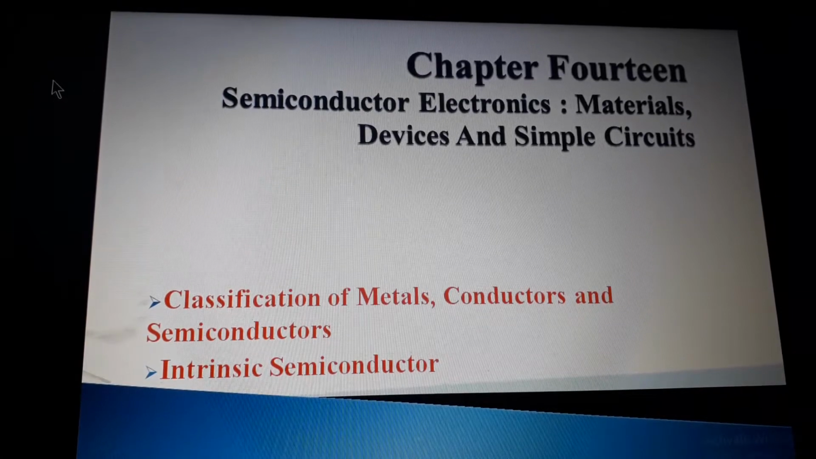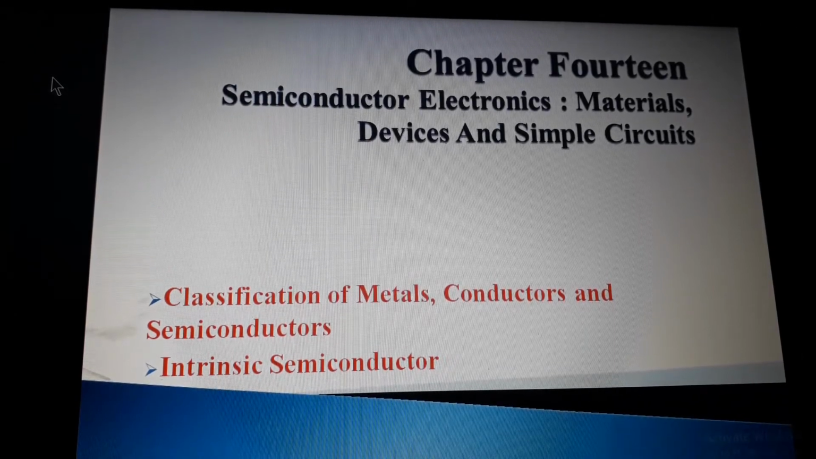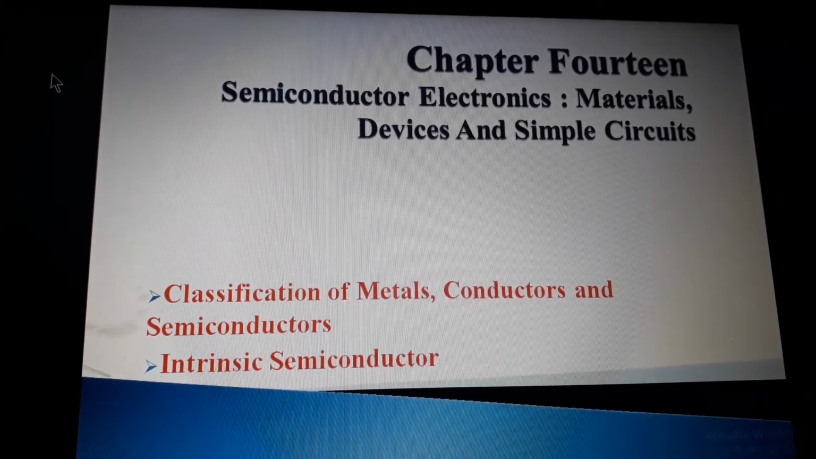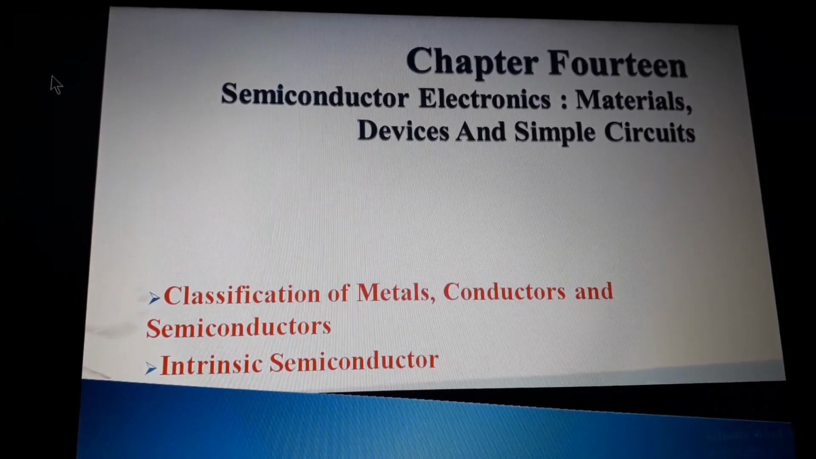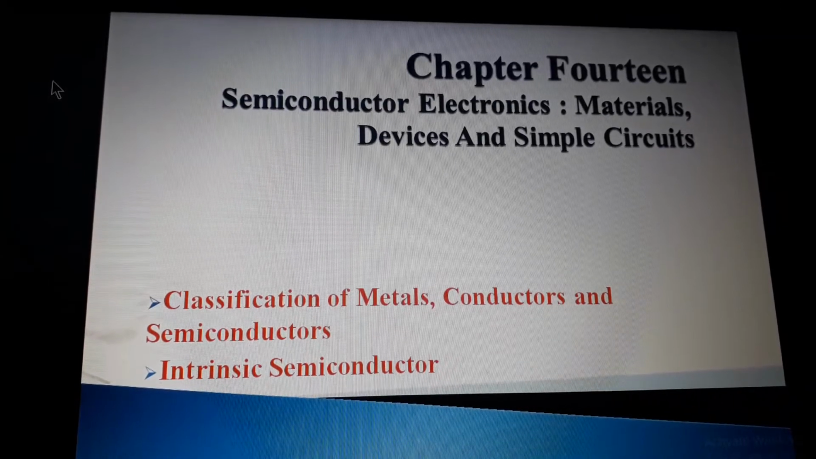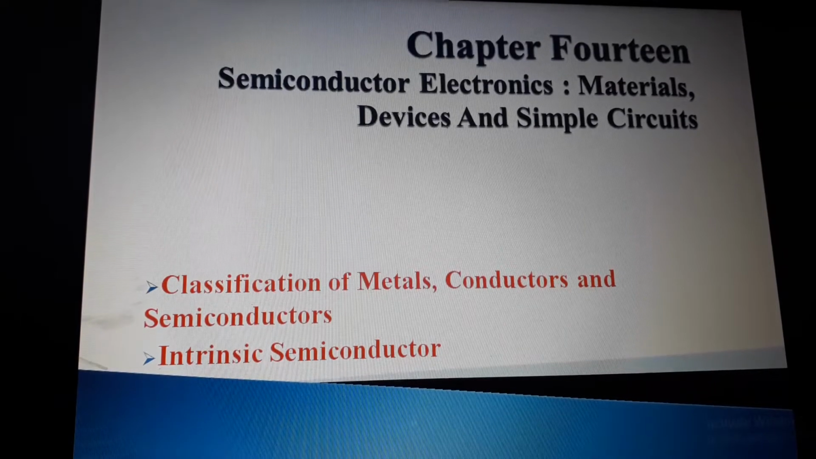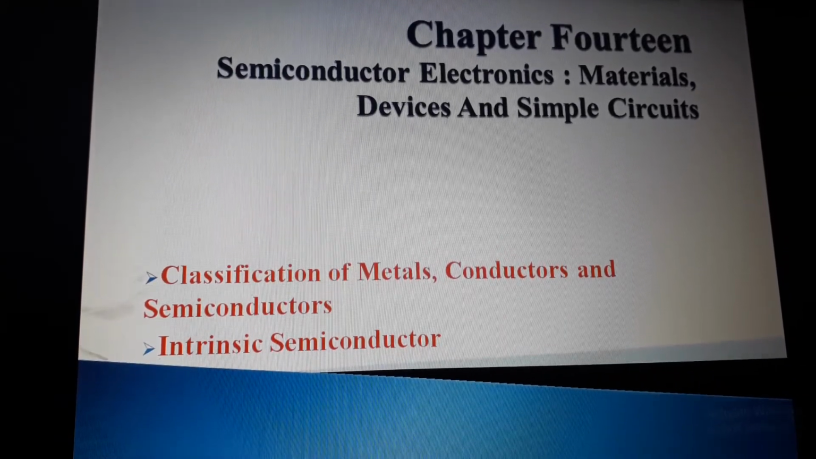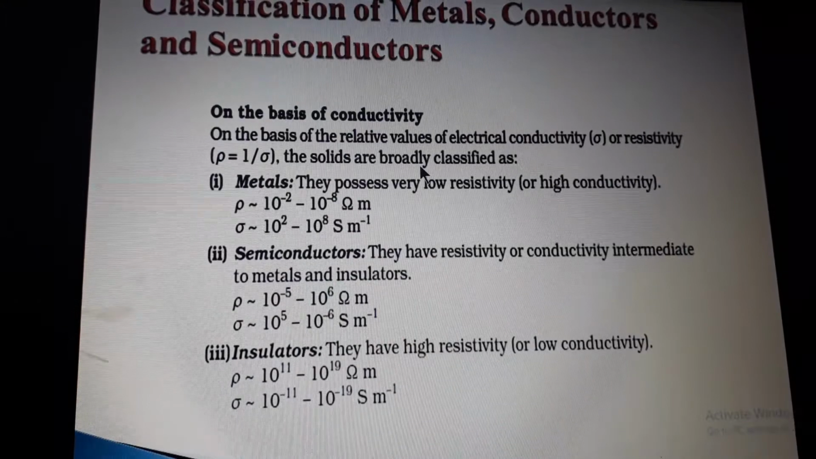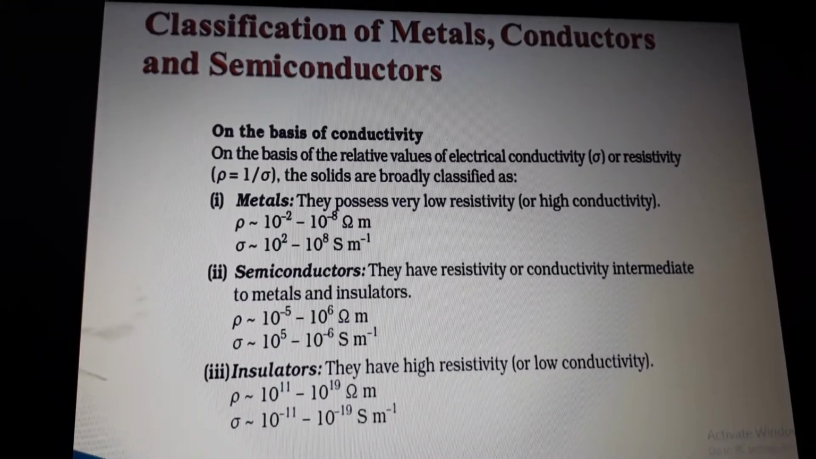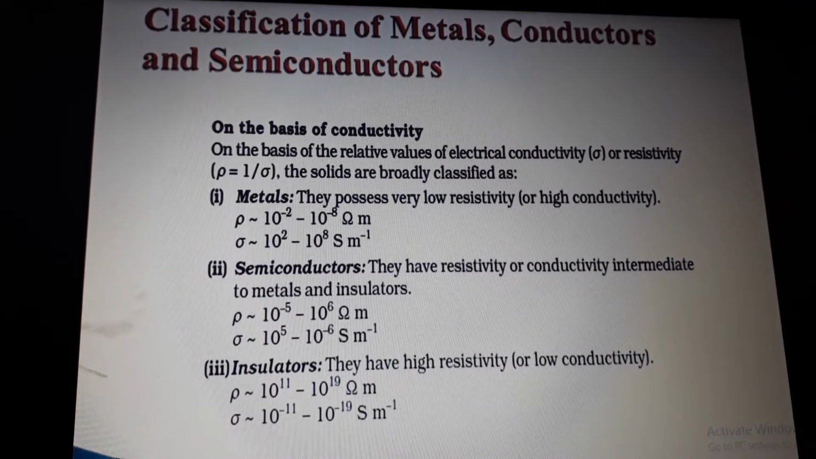This chapter is very important from the examination point of view, for Gujarat board examinations as well as for JEE and NEET examinations, because of the number of examples asked in JEE and NEET. So this is a very important chapter. So first see classification of metals, conductors and semiconductors.